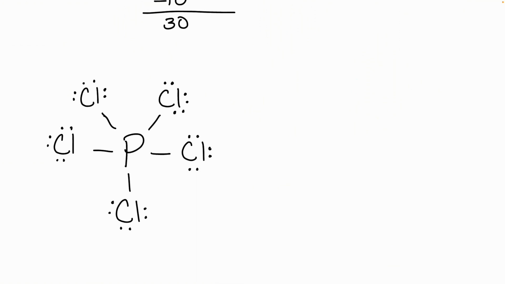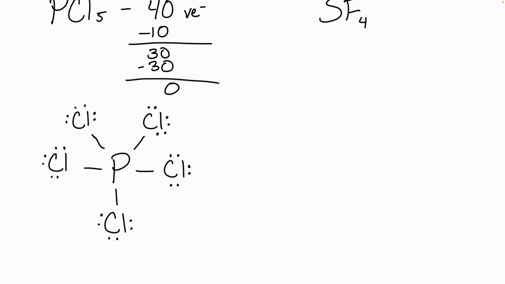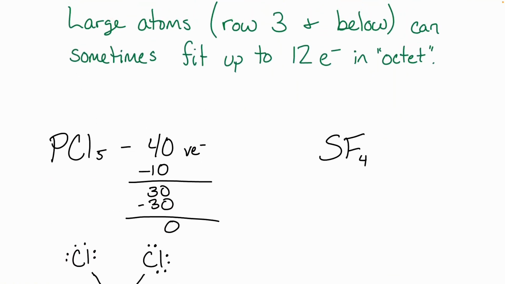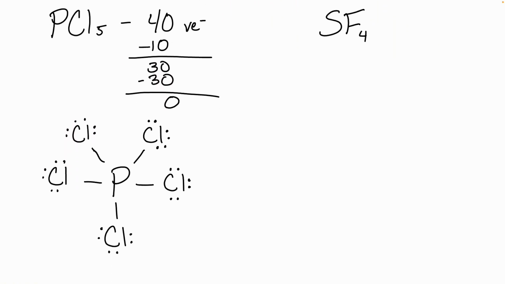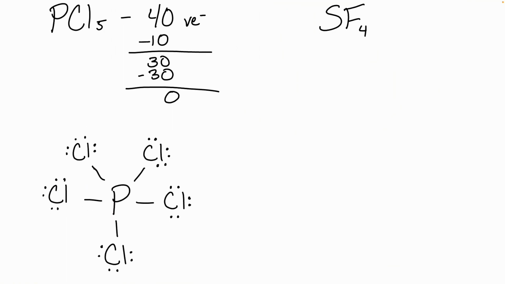All right, and that uses up all 30 of my remaining electrons. Okay? So that last step is we ask ourselves, is everybody happy? And this is where this expanded octet rule is going to come into play here. Because we're going to look at those chlorines and we're going to say, yep, those chlorines are happy. They all have 8 electrons in their octet, right?